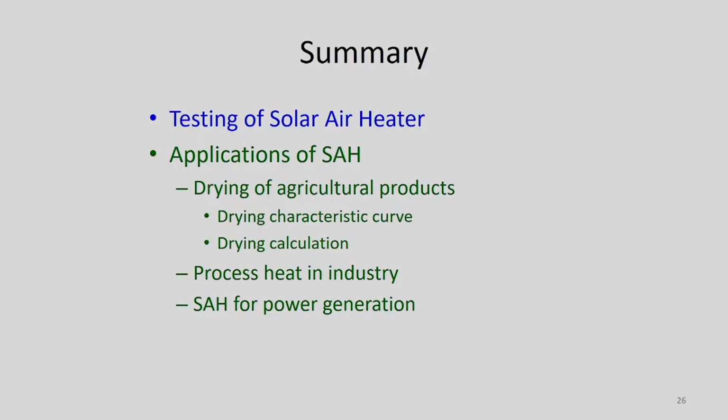And also we have studied the application of solar air heaters in drying of agricultural products, and the drying characteristic curve, and drying calculations considering 100 kg of raw material to be dried from 74% to 14%. So, we have understood the amount of heat required for doing so, and also we have studied the use of solar air heaters for process heat in industry. And finally, we have studied solar air heaters for power generation.